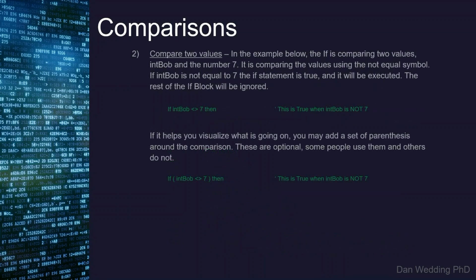In the example below, the if statement is comparing two values, int bob and the number 7. It is comparing the values using the not equal symbol. If int bob is not equal to 7, the statement is true, and it will be executed. The rest of the if block will be ignored. If it helps you visualize what is going on, you may add a set of parentheses around the comparison. These are optional. Some people use them, others do not.